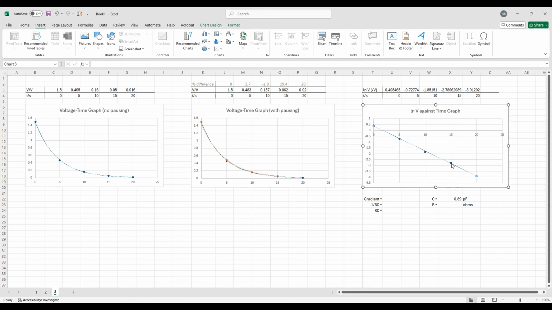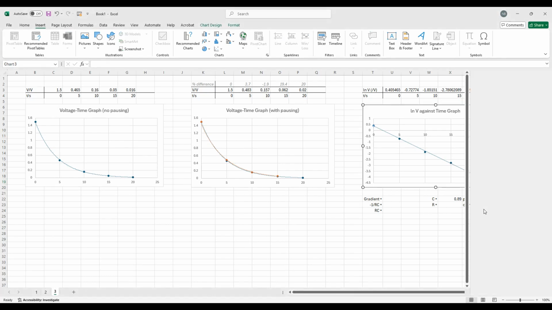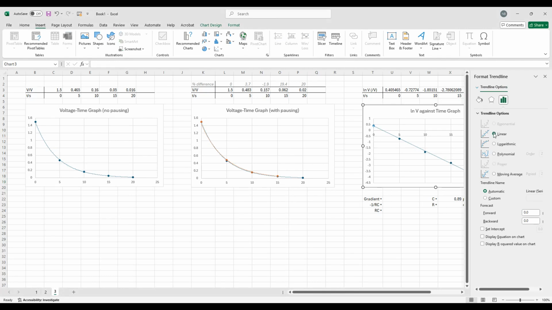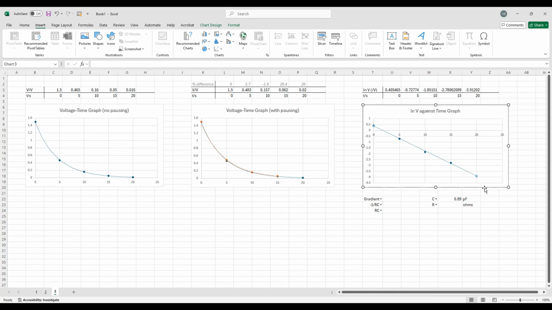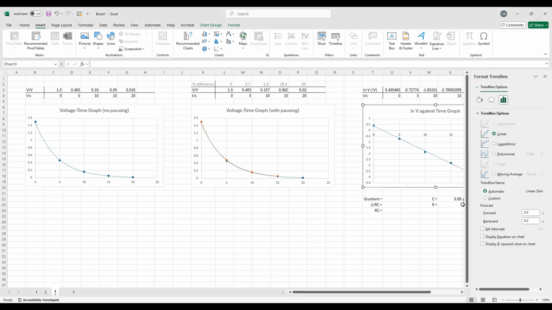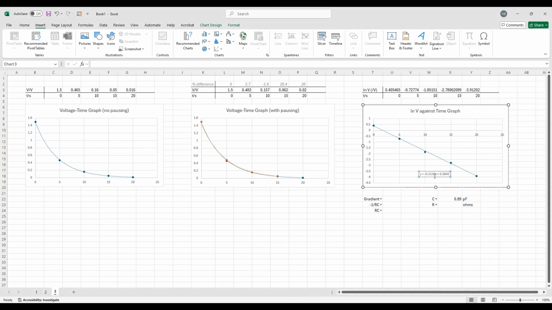And when I click on my data values, and I went to add trend line, I selected a linear trend line. I can also select to display the equation on the chart. Now, if you're doing this by hand, you will need to use the rise over run method to calculate the gradient of your line. If you're doing it using Excel, then you can display the equation on the chart and view the value for gradient. There it is. So now that I have my value for gradient, I know that that value will be minus 1 over RC. So I'm going to type my value in here.